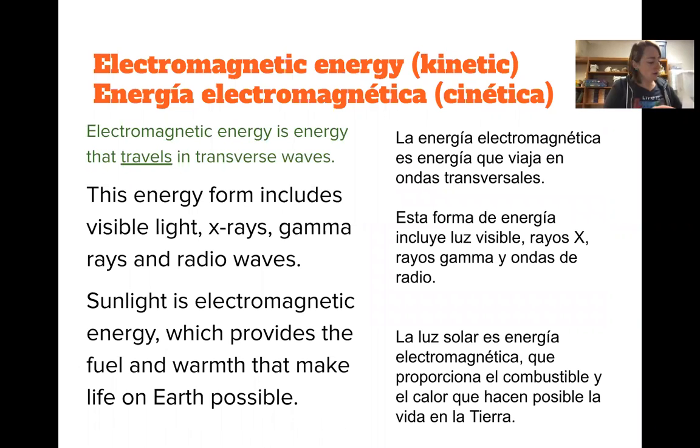So let's skip heat thermal for right now and go to electromagnetic, light. Okay, you see that on your sheet there? Oh my, my electromagnetic energy just went out in the room.